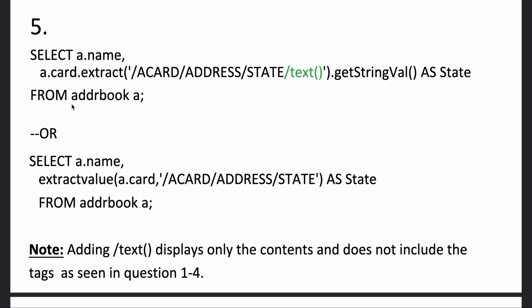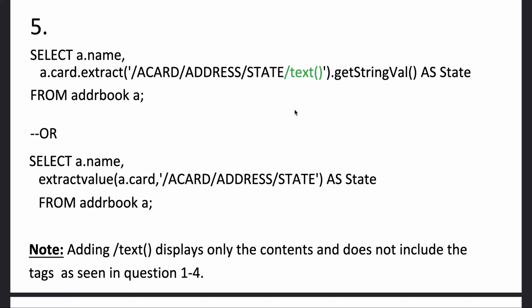The first way uses a member function syntax. Remember, we used that in the previous question. So we say select a.name, a.card.extract, a.card/address/state/text(), getStringVal as state from address book A. Here, the a.card.extract method is on the XMLType column itself, okay? And that drills down to the text on the inside, to the state tag, and the getStringVal converts it to plain text.